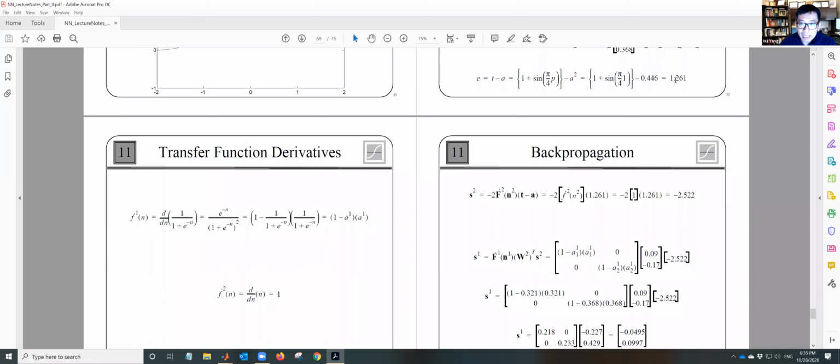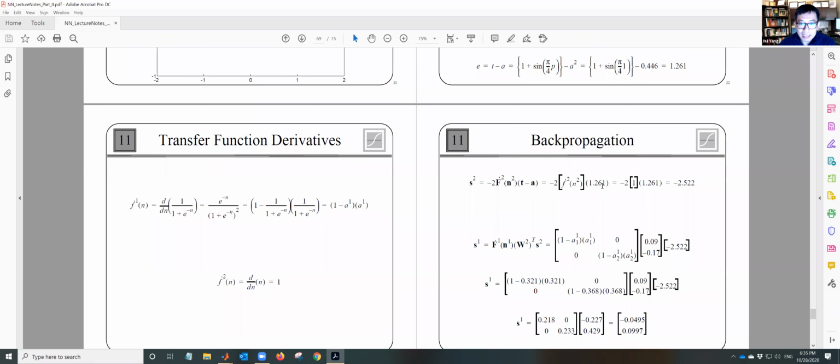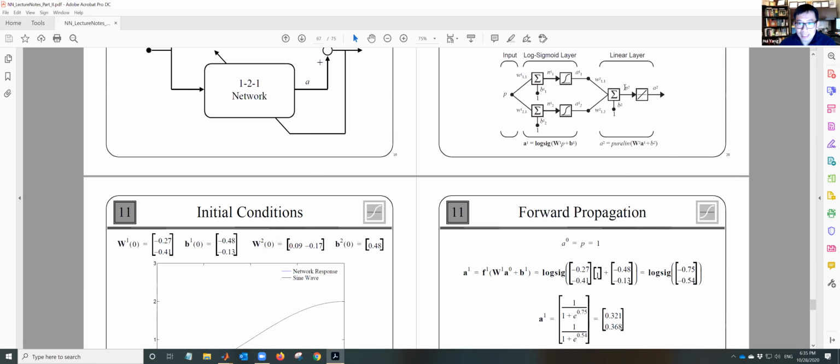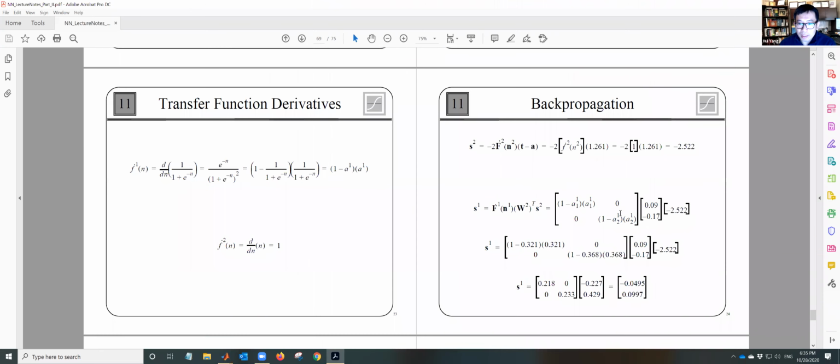So after we got this 1.261, we're going to leverage the transfer function derivatives to propagate back. Based on the equation, t minus a is 1.261, and then we got this linear function. The derivative of the linear function is just 1, because the second layer is pure linear. Then we calculate S2.